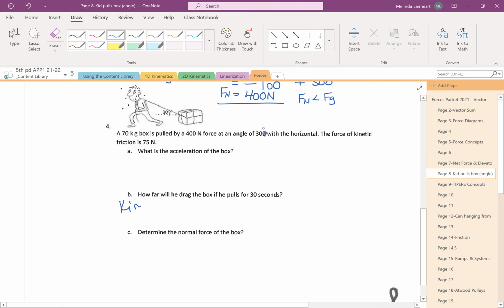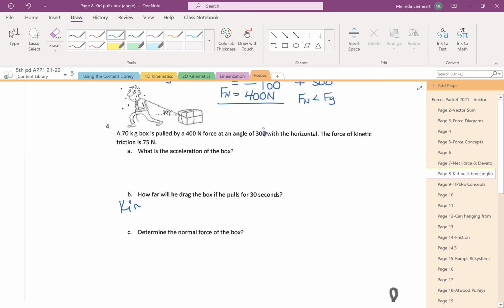Kinematics, okay? And note to self, 30 seconds in physics is actually a long time, okay? Physics is quick. And so you're gonna get a big number, it's okay. You're gonna get a 4-digit number, it's okay. And then determine the normal force, okay? And so I'm gonna give you about 5 minutes. Give this one a try.